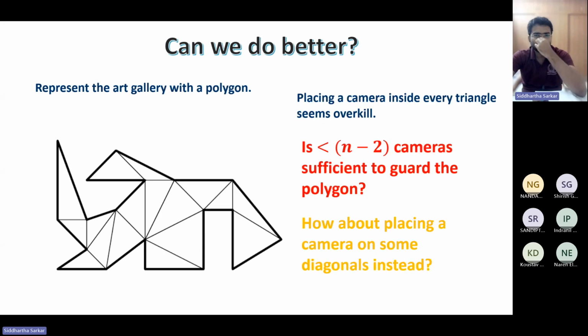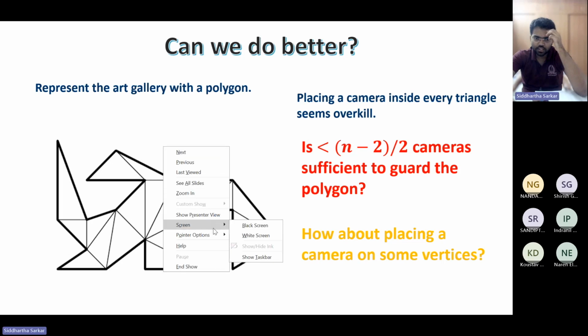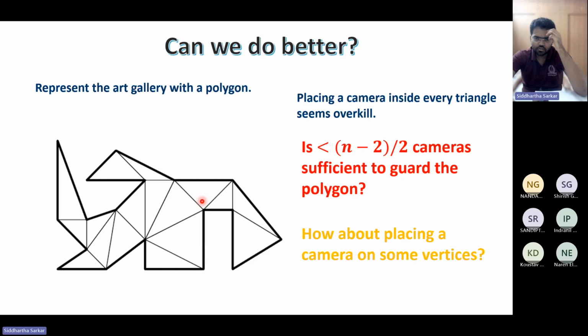Yeah, so if I manage to select diagonals in such a way that two triangles are covered by one camera on the diagonal, then we can make sure that (n minus 2) by 2 cameras will be able to guard a simple polygon. But then can we do better?